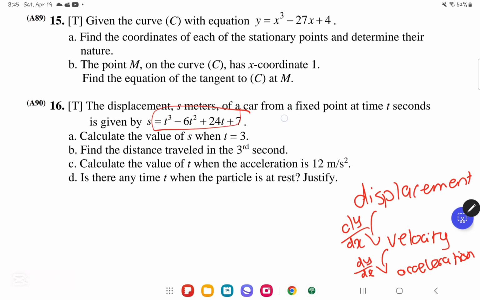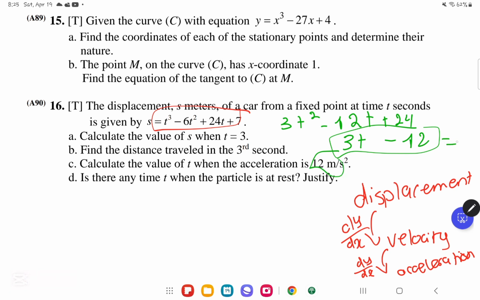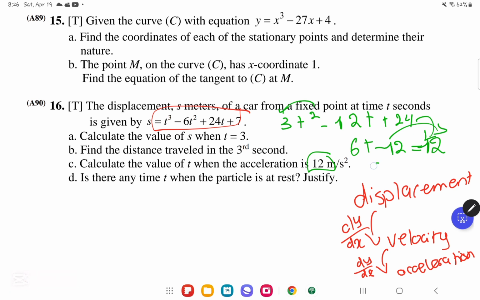The first time gives 3t squared minus 12t plus 24. If you do it the second time, it's gonna be 6t minus 12. Oh, my bad, I made a mistake, guys. When you do the derivative again, it becomes 6t, do not forget 2 times 3. So 6t minus 12 is equal to 12. You move this to the other side, so 6t is equal to 24. So t is equal to 4 seconds. So at 4 seconds, the acceleration is 12 meters per second squared.